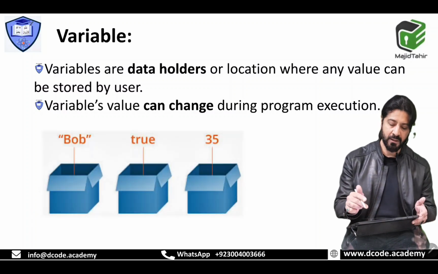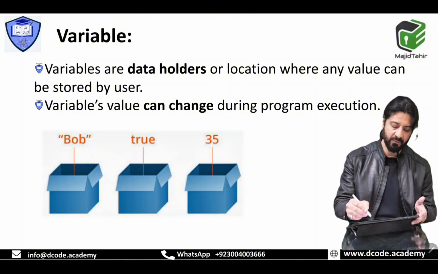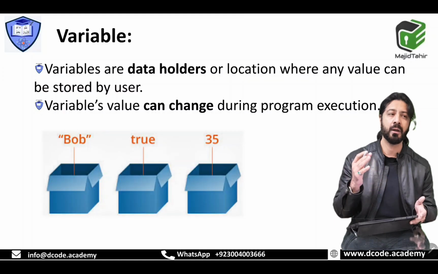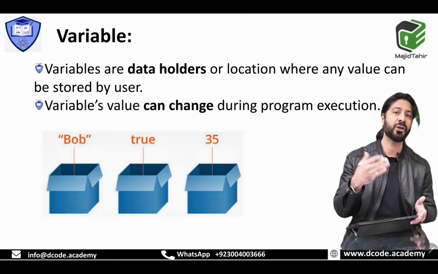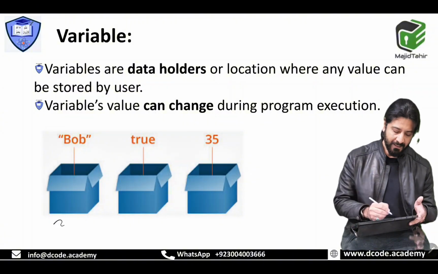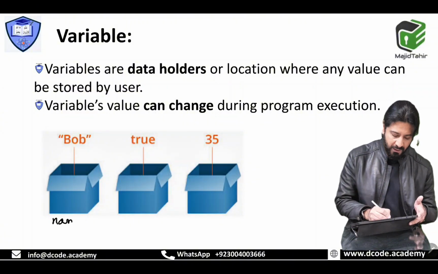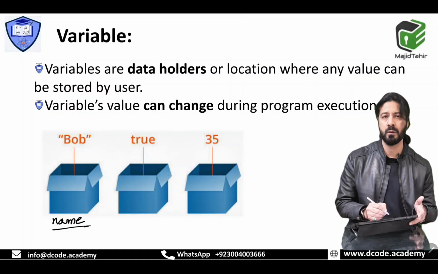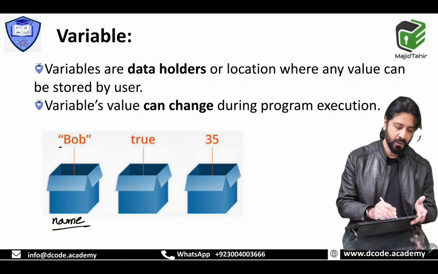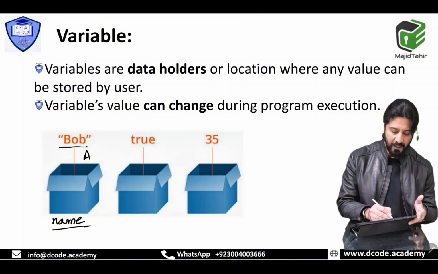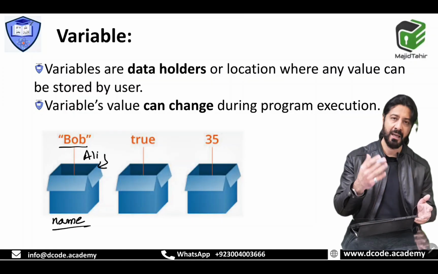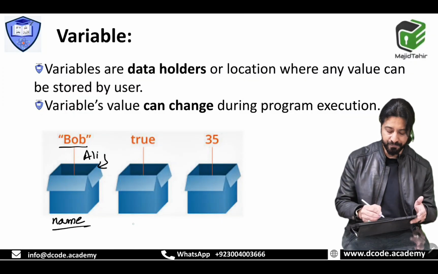So over here you have three variables. For example, first we have a variable, a kind of box where you can input any value. You can input anything in it, and the value can change while the program is being executed, while the program is in the running state. Let's suppose you have a variable of name. The name variable can store the name of the student, the name of the person. A person can input anything in it. For example, Bob is going to put his name in it, Ali will put his name in it. So any name can go in the variable of name.